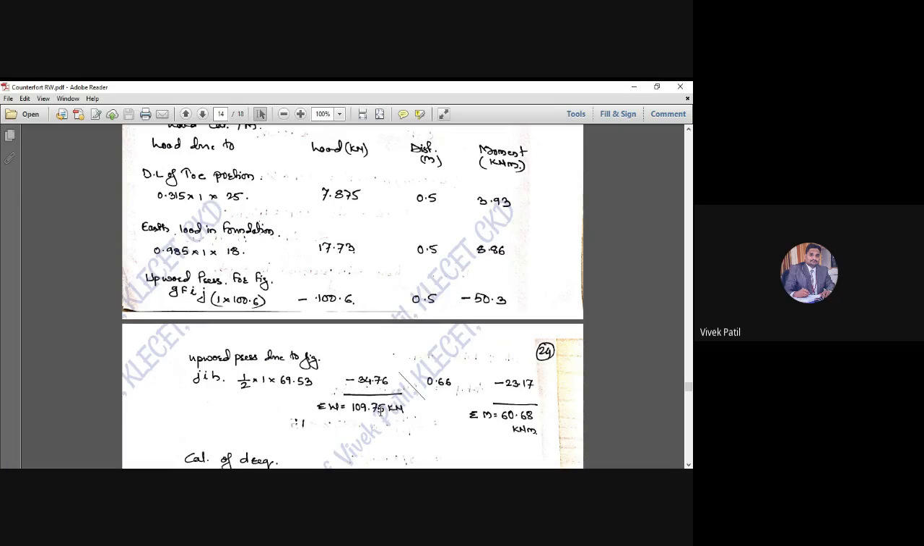Now let us check the depth of the toe that we have provided, whether it is safe or not. For that, we have to calculate D required. Here M is equal to 61.4 kilonewton meter. Factor this moment by multiplying by 1.5. What is the value of Mu? 92.1.